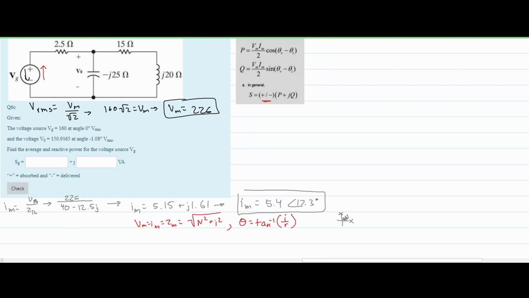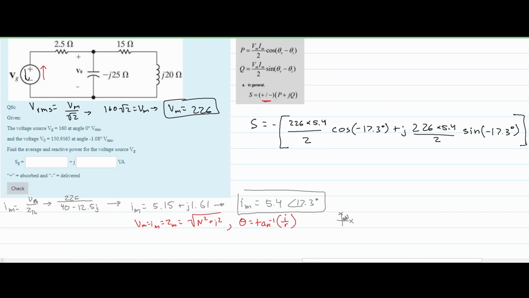So when we solve for this, we are going to have that our S is equal to a negative. We are then going to have our P in here, and I'll do it as a big bracket because it's going to be pretty big. We are going to have our Vmax, which is 226, being multiplied by our Imax, which is 5.4 divided by 2, multiplied by the cosine of the angle of the voltage, which is 0, minus 17.3, the angle of our current. And then we are going to have plus j times our Q. Our Q is going to be very similar, 226 times 5.4 divided by 2, and then we're multiplying this by the sine of the angle of our voltage, which again is 0, minus 17.3 degrees, which is the angle of our current. So we can shove all this into a calculator and see what we get.